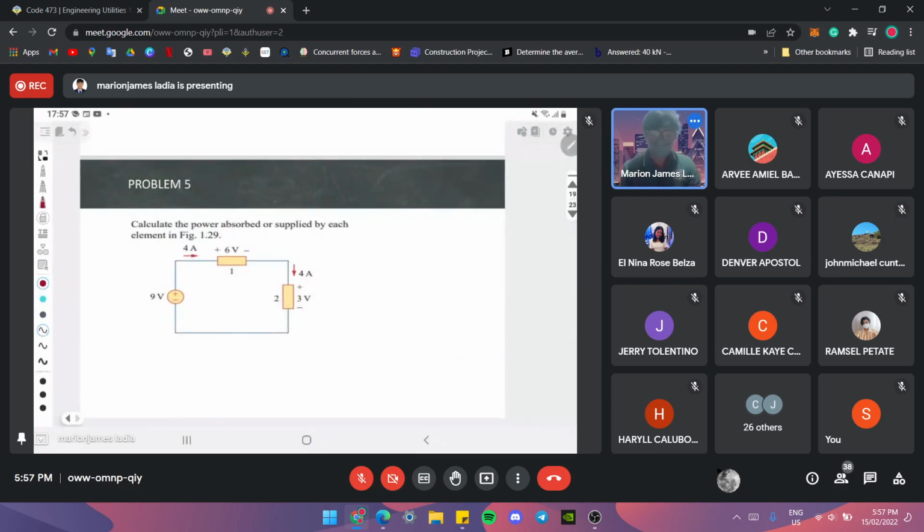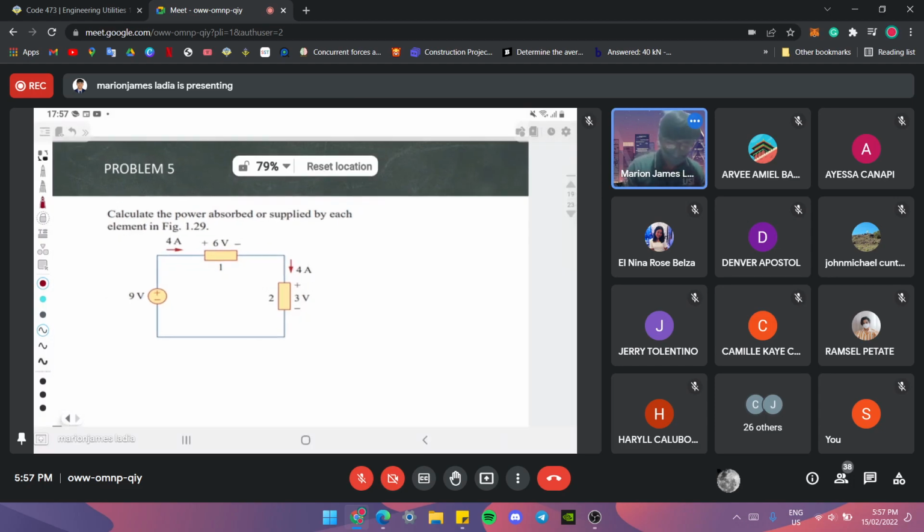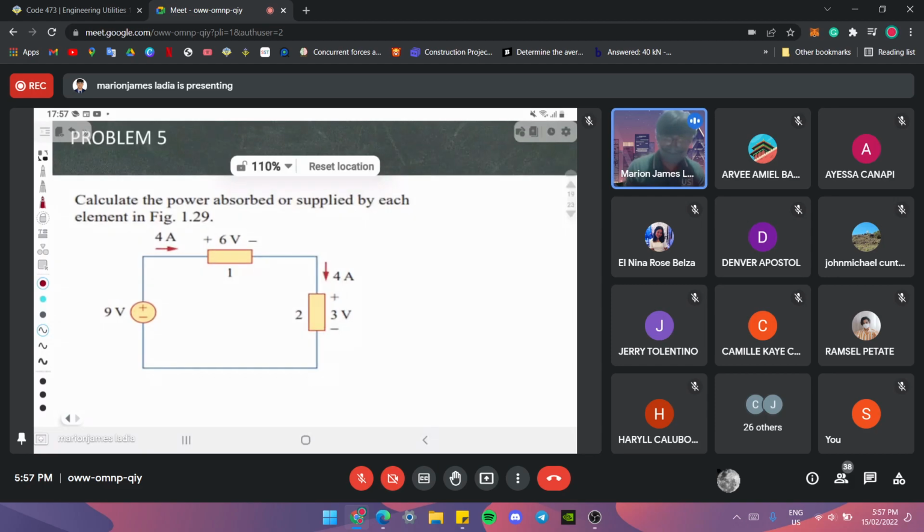Next, we have our problem number 5. Calculate the power absorbed or supplied by each element. Okay. This is the circuit ng isang series circuit. So, take note na pag series circuit yung pinag-uusapan, yung pinaka-notified na identity nito is that yung current is always equal. Okay? Equal to all elements.